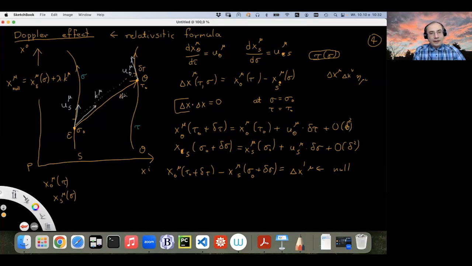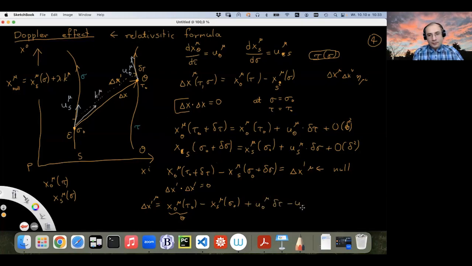We get, if this was delta x, then this will be delta x prime. Oh, let's write it this way. And the assumption is that it's still null. So delta x prime dot delta x prime is zero. Delta x prime, if we calculate it properly, that will be x_o^mu of tau zero, so the original observation point, minus the original emission point, plus the linear corrections, u_o^mu delta tau minus u_s^mu delta sigma plus O of delta squared. Okay.